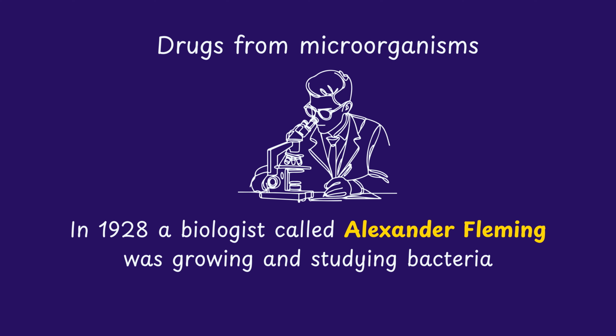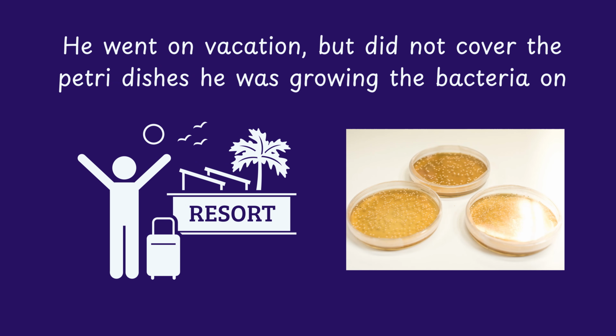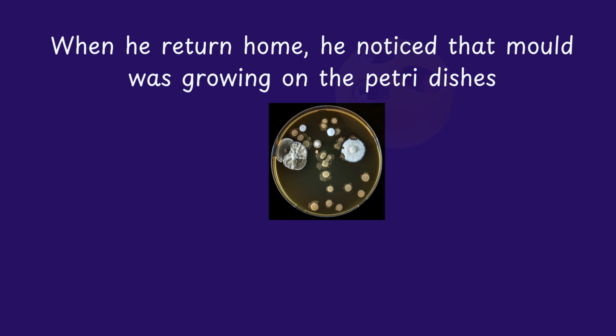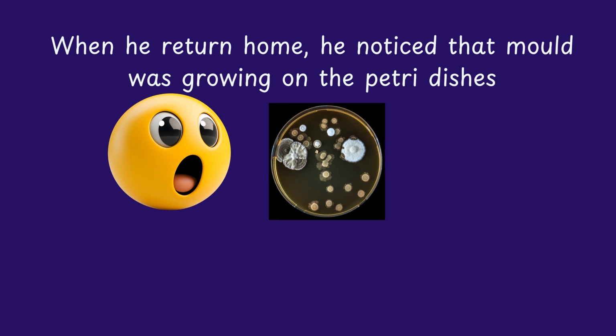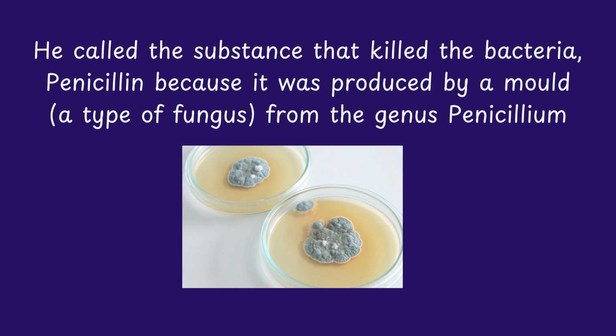Let us now look at drugs from microorganisms. In 1928, a biologist called Alexander Fleming was growing and studying bacteria. He went on vacation but did not cover the petri dishes he was growing the bacteria on. When he returned home, he noticed that mold was growing on the petri dishes. He also noticed that some of the bacteria were killed. He called the substance that killed the bacteria penicillin because it was produced by a mold, a type of fungus from the genus Penicillium.